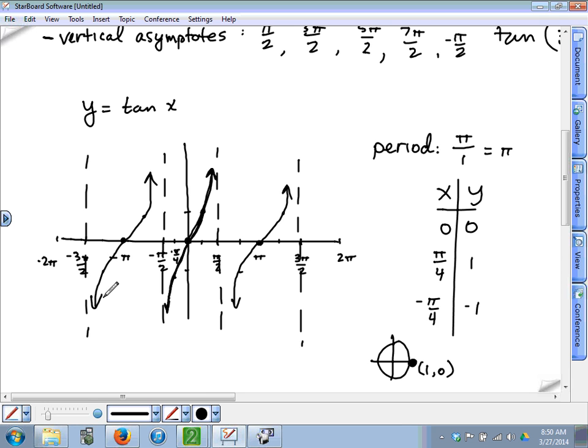What's the formal definition of period? The distance it takes to complete a cycle. Let's just double check.